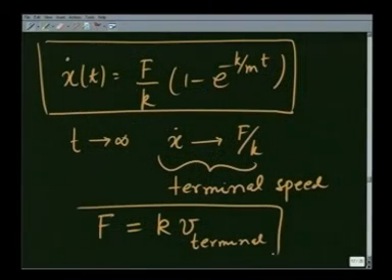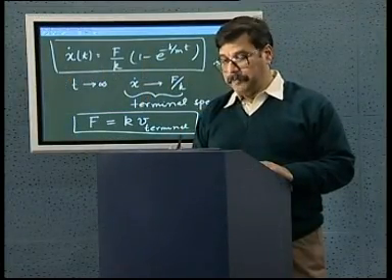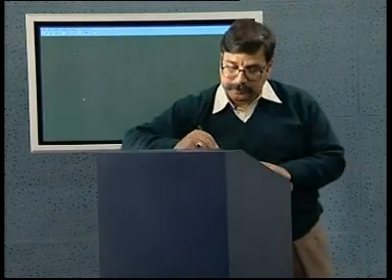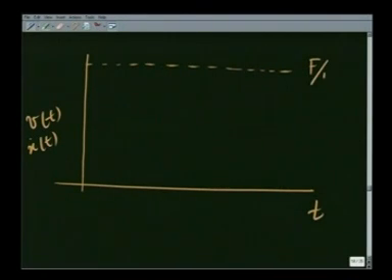The two forces balance, and therefore, the particle moves with a constant speed of V terminal. If I plot this speed, Vt or x dot t, same thing, versus t, the final speed is F over K, and the speed slowly builds up.